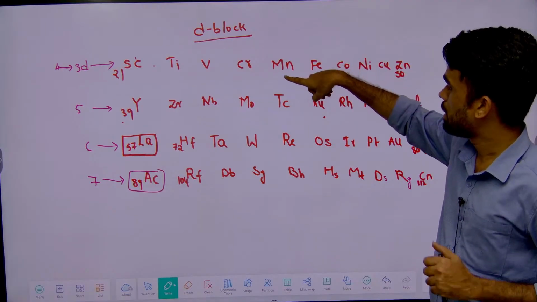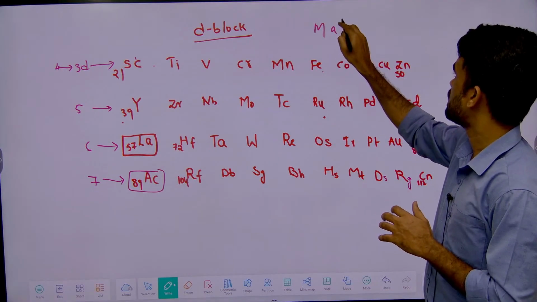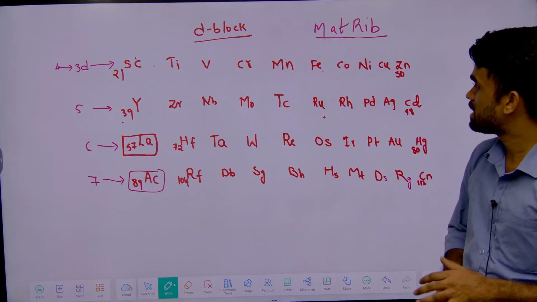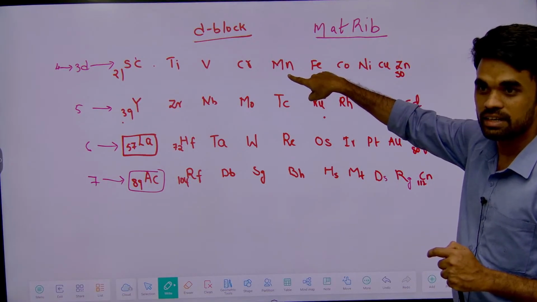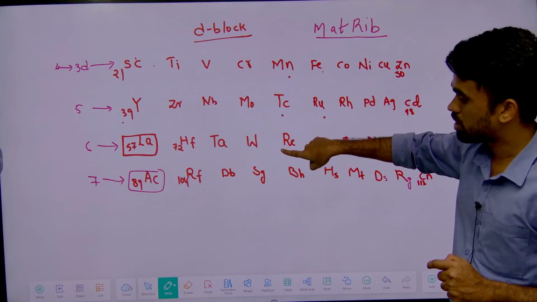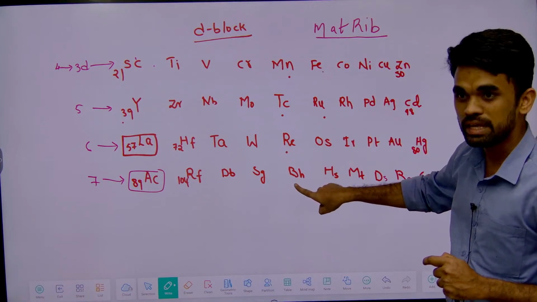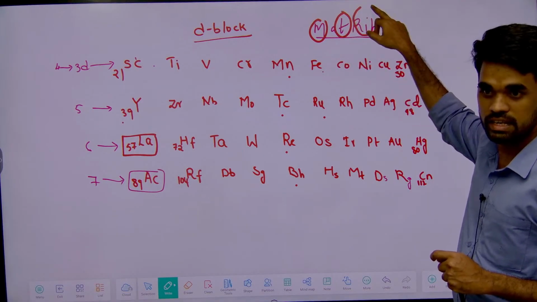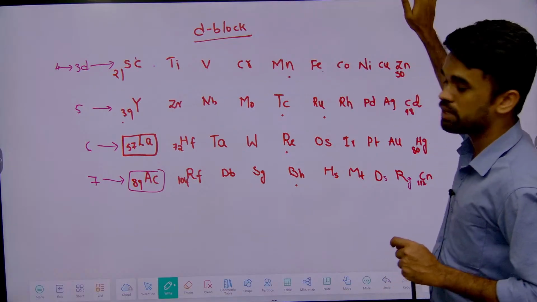Next, this one, just read this word: matrix. See, manganese, technetium, rhenium, bohrium. So all the words are covered here. Yes or no? So that is also one code word you can remember.